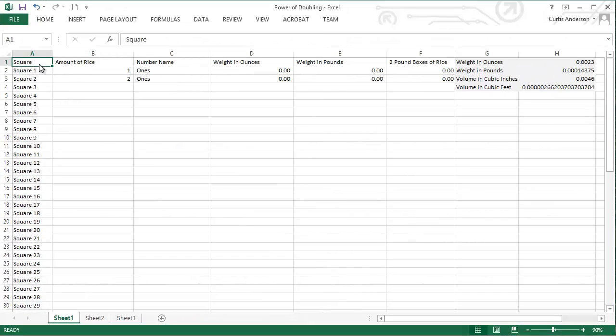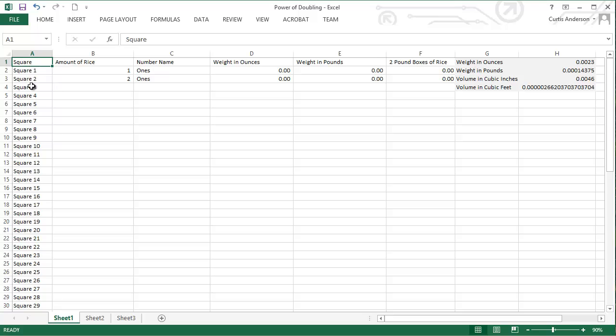So what I've done is created a spreadsheet in Excel, and I'm going to use this to illustrate the story of the king who agreed to give the wise man a grain of rice on the first square of the chessboard and double it. And let's see what happens to that king's wealth and all the rice in the king's kingdom and everybody else's kingdom, as it turns out.